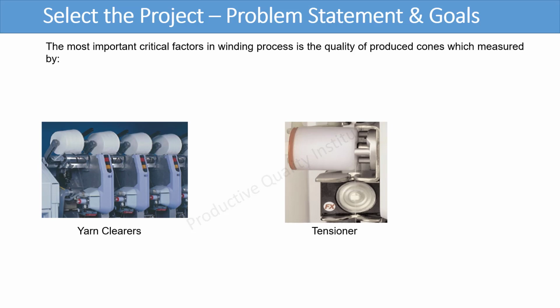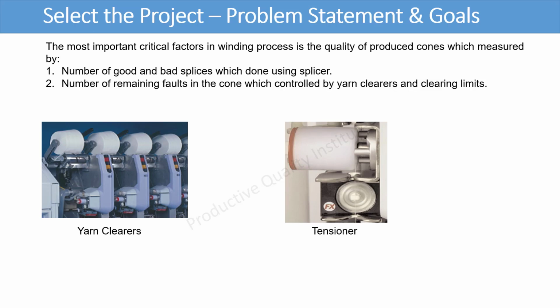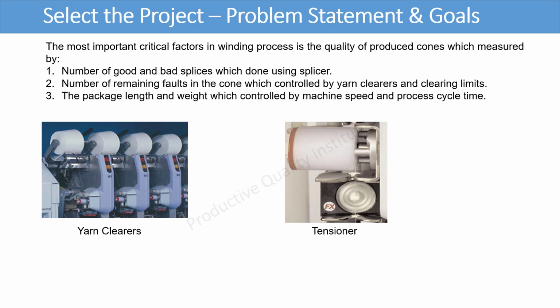The most important critical factor in the winding process is the quality of the produced cones, which is measured by the number of good and bad splices, which are done using the splicer. The number of remaining faults in the cone is controlled by yarn clearers and clearing limits. The package length and weight are controlled by machine speed and process cycle time. The package density is adjusted using the tensioner of the winding position.